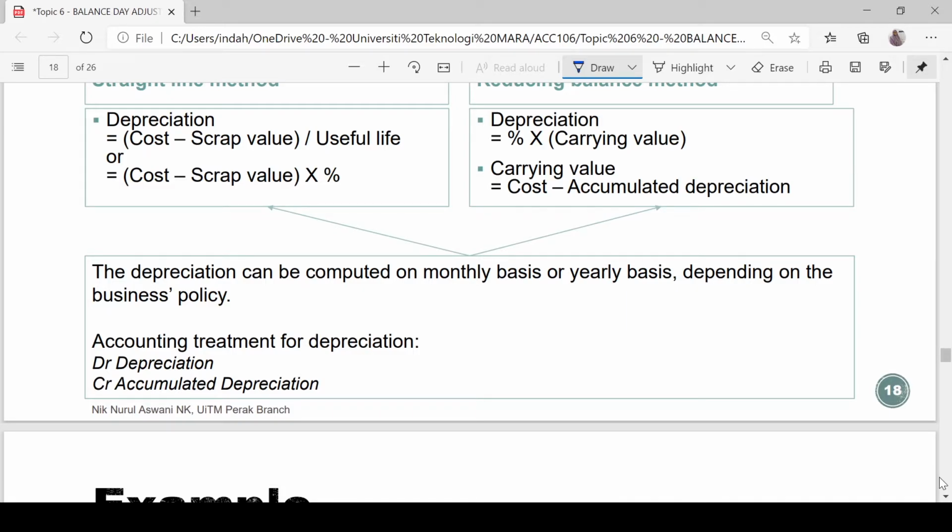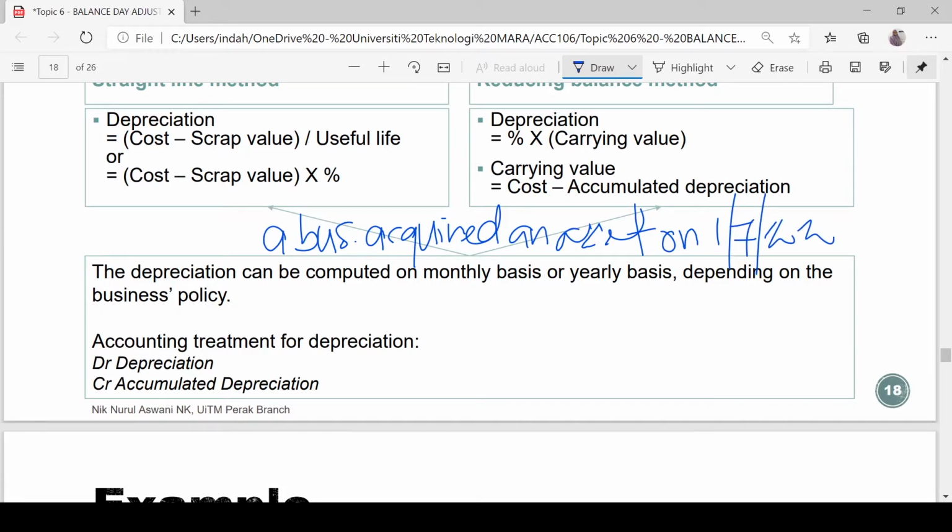So for example, let's say a business acquired an asset on 1st July 2020. Assuming that the business closes their accounts on 31st December every year, we are going to calculate depreciation on 31st December 2020. If the company adopts yearly basis, assuming they are using the straight line method, let's assume the cost is 10,000, and this asset is to be used for 10 years. So every year they are going to provide 1,000 depreciation.